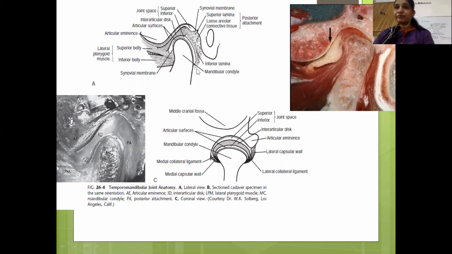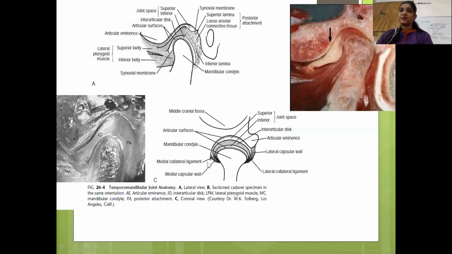Then this is the posterior attachment, superior lamella, loose areolar tissue and connective tissue over here. So this is the middle cranial fossa. This is your superior and inferior joint spaces. This is the superior and this is the inferior joint space. These are the articular surfaces. This is your biconcave interarticular disc.